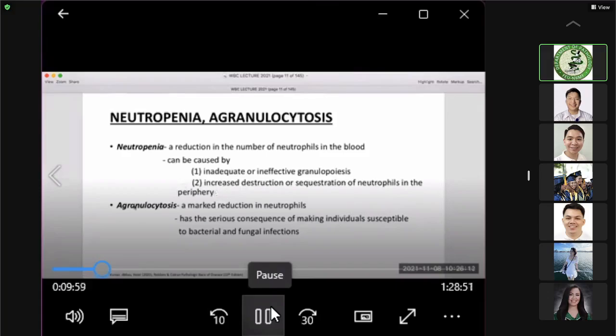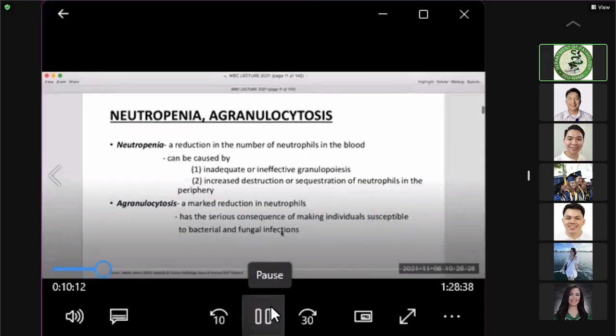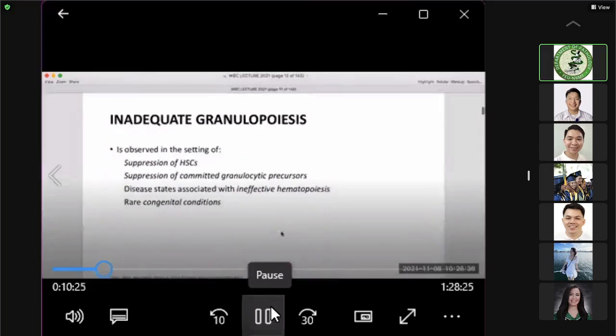Another term is agranulocytosis, a marked reduction of neutrophils. It has a serious consequence of making individuals susceptible to bacterial and fungal infection, because we know the capability of these neutrophils to take care of microorganisms. So inadequate granulopoiesis is observed in the setting of the following.